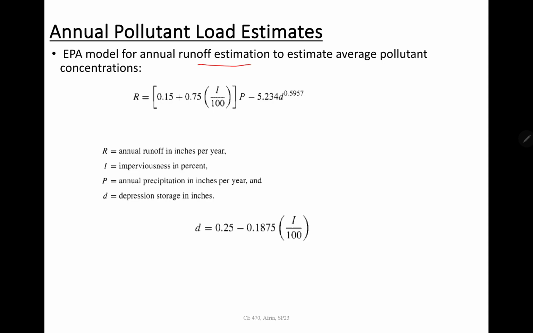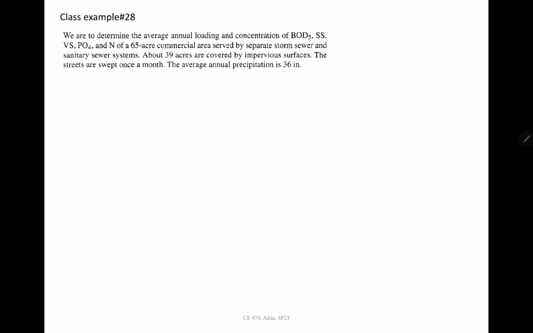From rainfall, 20% will be the initial abstraction, and you need to find the depression storage, and once you know that, you can find out the runoff. Most of the time we will have the runoff. Okay, so that is class example 28. As I said earlier, I will make a different video for class examples 27 and 28. Okay, thank you class.